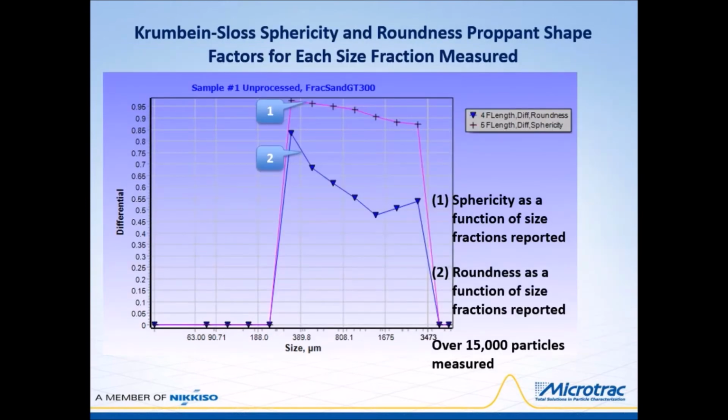This PartAn graph shows the Krumbein-Sloss sphericity and roundness shape factor calculations plotted relative to their values for each size fraction measured. Curve 1 is the sphericity, with values running from about 0.87 to 0.99. Curve 2, roundness, runs from about 0.46 to 0.84.